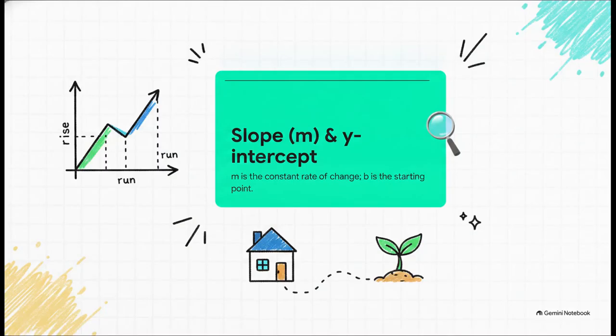Let's break that down a bit more. y = mx + b. The absolutely crucial part here is knowing what these letters actually mean in the real world. So the m stands for the slope. You can think of slope as your constant rate of change. You know, the rise over the run. And the b? That stands for the y-intercept. Think of b as your baseline. It's your starting point before any changes even happen.